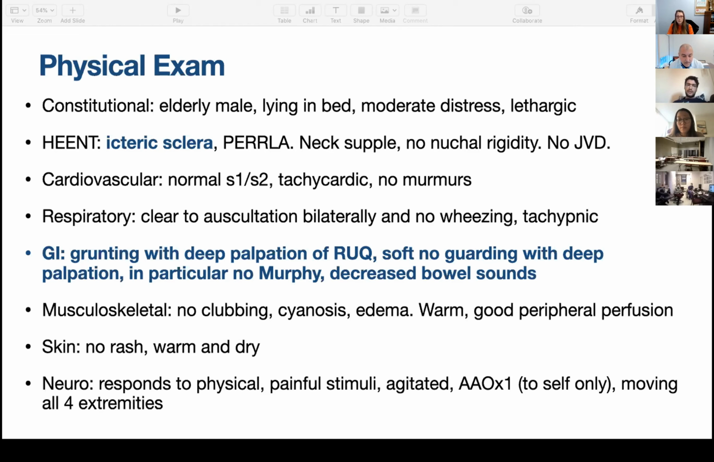Okay, so any, before we, yeah, sorry, Tyler, go on. Any surgical scars on the abdomen? There was no surgical history or scarring.